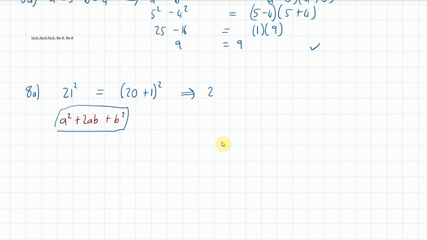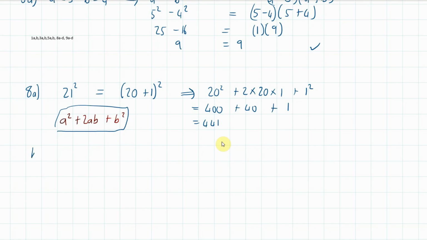So a squared would be 20 squared plus 2 times a, which is 20, and the b in this case would be 1, plus b squared, which is 1 squared. Now we can go down, 20 times 20 is 400. 2 times 20 times 1 is 40, and 1 is 1, so we should be equal to 441. And you can always just check on your calculator and go, what's 21 squared? Look, it's 441. So that's a cool way of solving some of these problems.